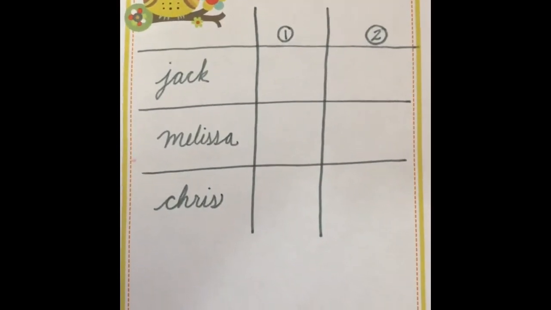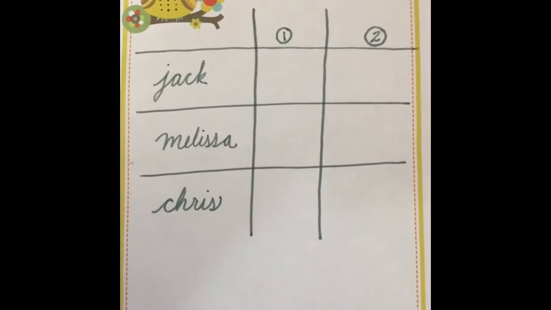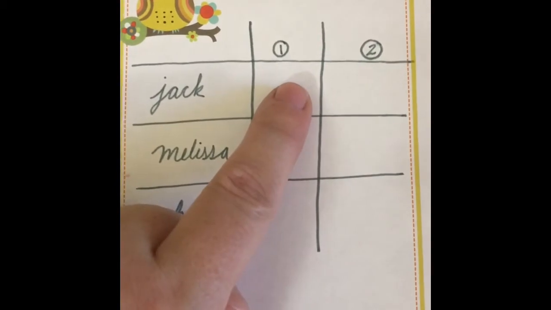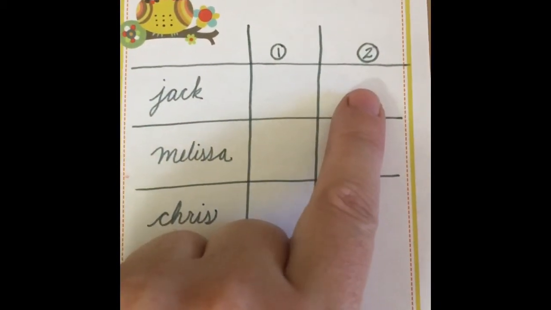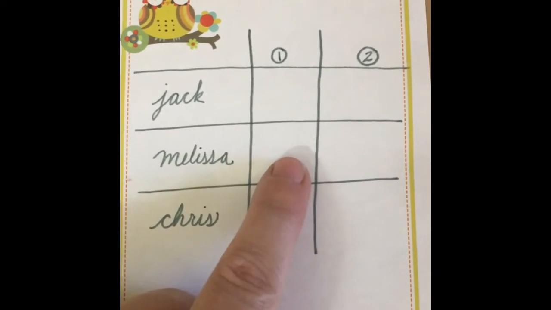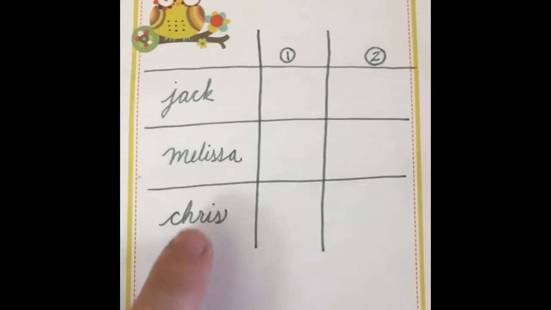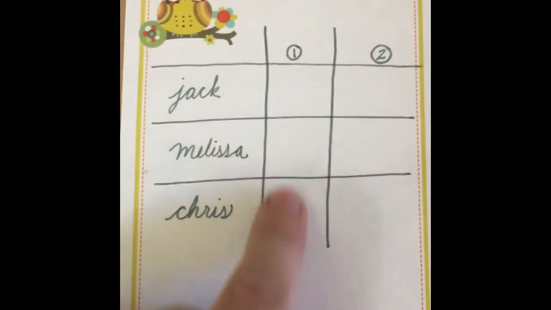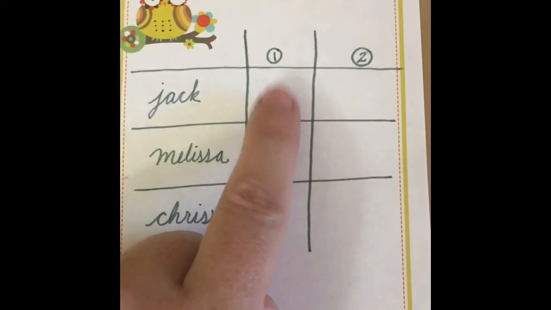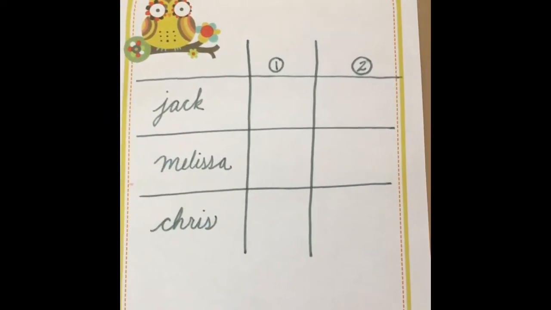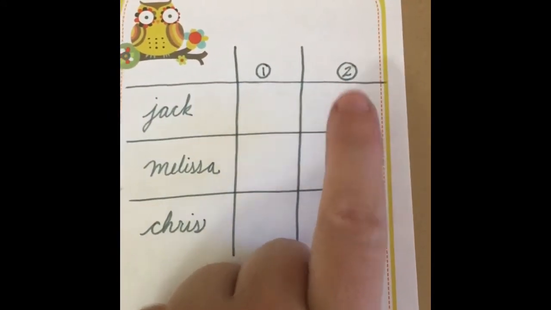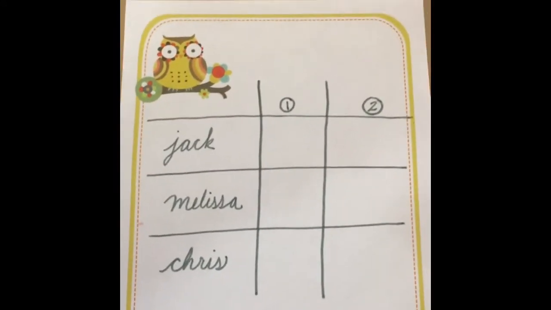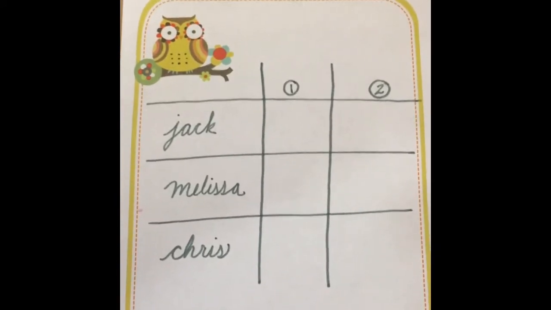Here's the chart where I have decided to record our data for the jumping comparison. Jack will get one jump and then a second opportunity to jump. Miss Melissa will get one jump and then a second opportunity to jump. Chris will get one jump and a second opportunity to jump. In the first jump, I will record how many units each person jumps. And then for the second jump, I will record how many units each person could jump. That way we will be able to compare how high each person can jump.